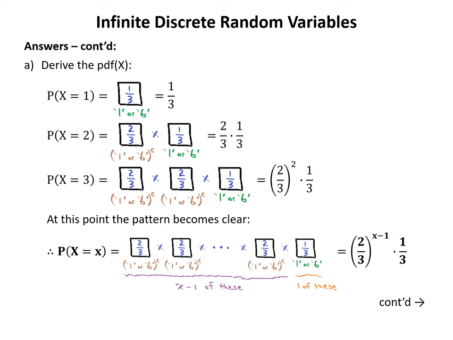In general, the probability that x equals any value little x will equal, and you can see the boxes we can show generally, we've got a total of x boxes, and the last one is a 1 or a 6 with a probability of 1/3, and the rest of them, which is x minus 1, will be not 1 or 6, and we'll have the probability of 2/3. So clearly, then, we can see that in general, the probability of x equaling any value, little x, simply equals 2/3 to the power of x minus 1 times 1/3.